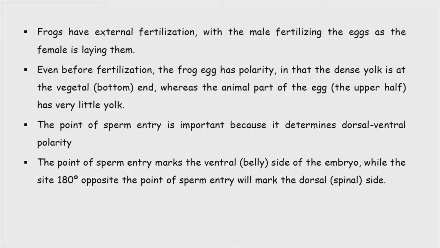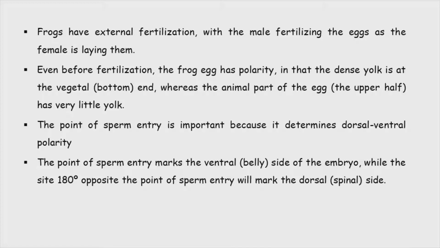However, the egg has a definite polarity before fertilization. The vegetal part has the dense yolk, whereas the animal part has a negligible amount of yolk. In amphibians, the point of sperm entry is also very crucial because it determines the dorsal-ventral polarity of the future embryo. The point of sperm entry marks the ventral side of the embryo.